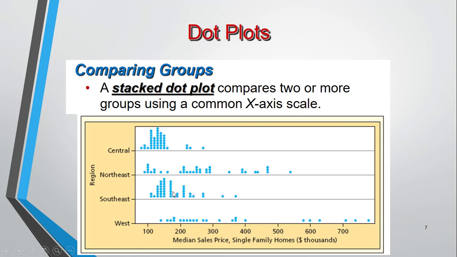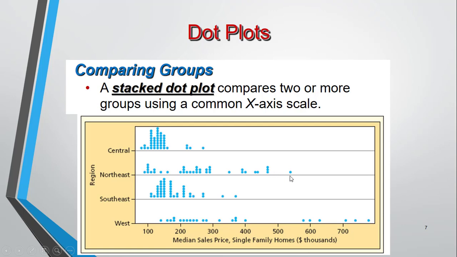Where would you find the most expensive houses? It's probably in the West Coast over here, right? Like in San Francisco or Silicon Valley area, right? And Northeast is also pretty high, maybe in New York or Connecticut, right?